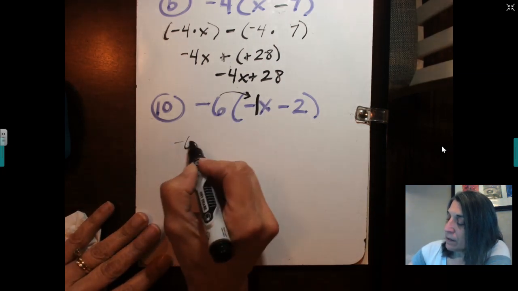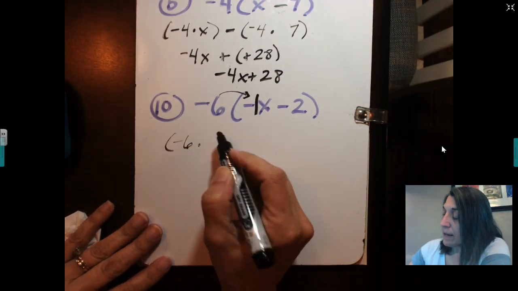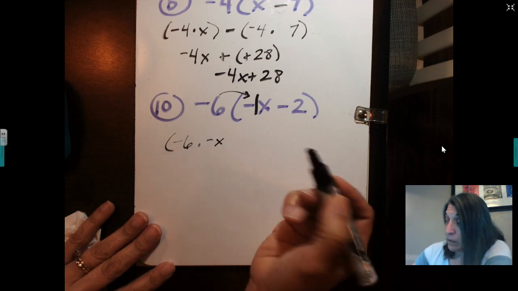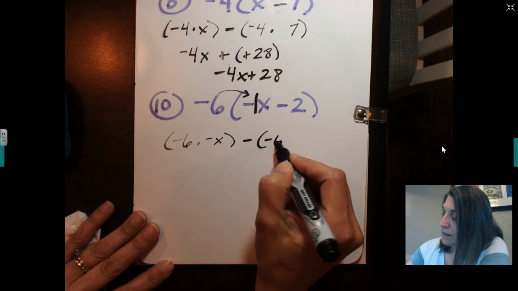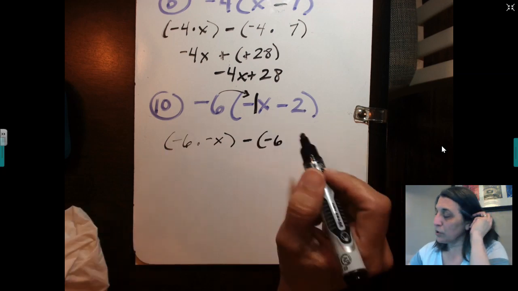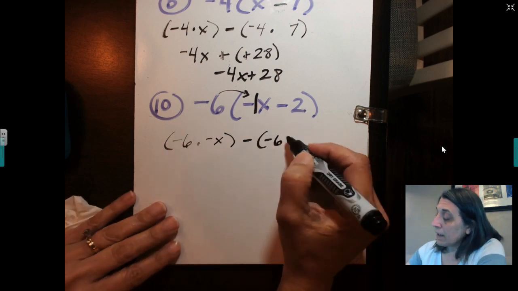Okay, so -6 times a negative. I'm just going to leave it as a negative x because I know it's a 1, minus negative 6, and I'll go ahead and leave it as minus, so I won't change it to addition yet, times 2.